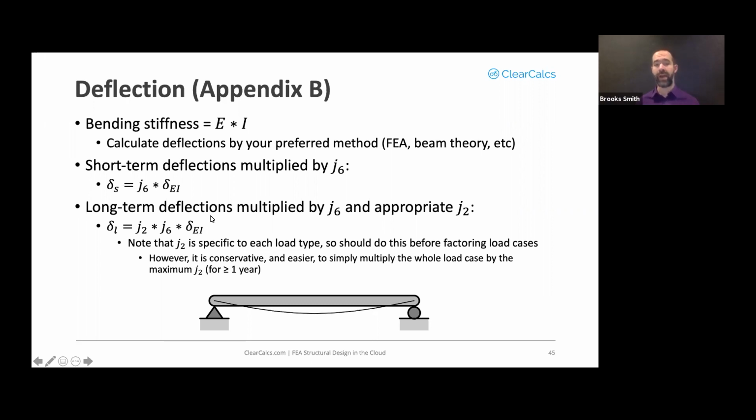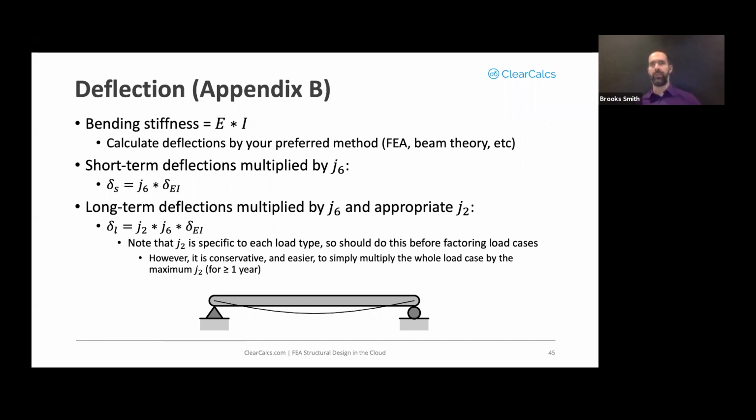Note, however, when you do that, J2 is specific to each load type, not to a global load case. So you should do this multiplication before factoring your load cases. It is conservative if you want to make your life a little bit easier with this. You can just take the worst case J2 and multiply that by the entire load case result for your long-term deflections. It's not going to make much difference.